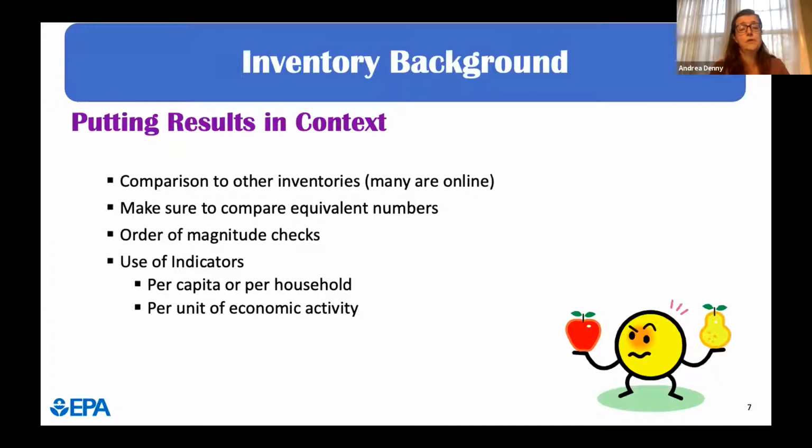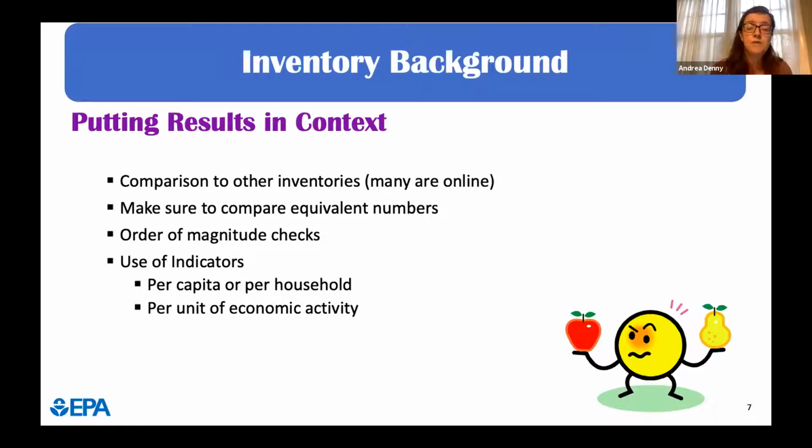I also just quickly wanted to talk about how to put the results you get in context. So you've done an inventory, you have some numbers, and you want to know what it means. I would really encourage you to look at other inventories. Many inventories are available online. Your state might have an inventory. You can see how your community compares within the broader context of the state that you're located in. You might be able to compare to other tribes. Those are a little harder to find online, but they're starting to be available.